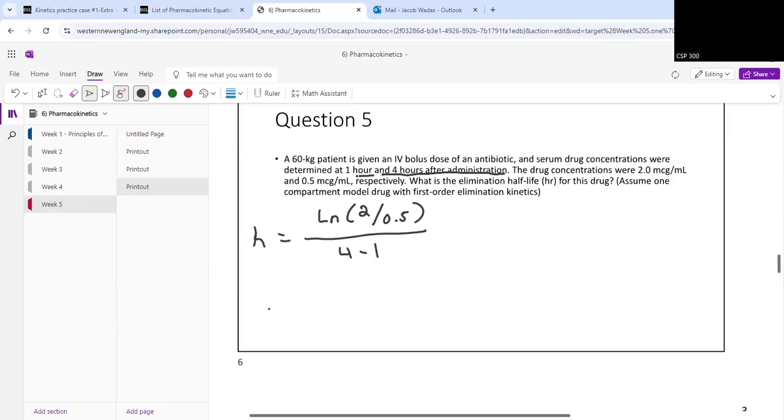Solve it out, the K would be, anyone got K? We did it in class. 0.46 per hour is correct.